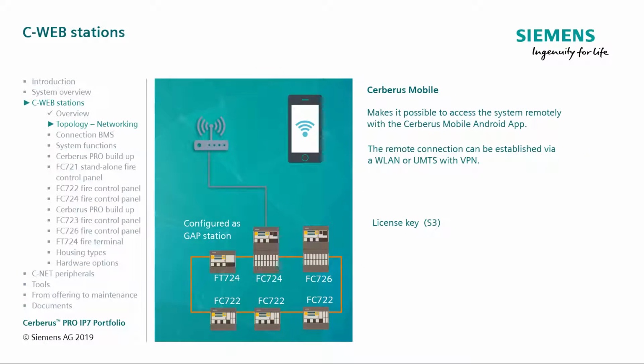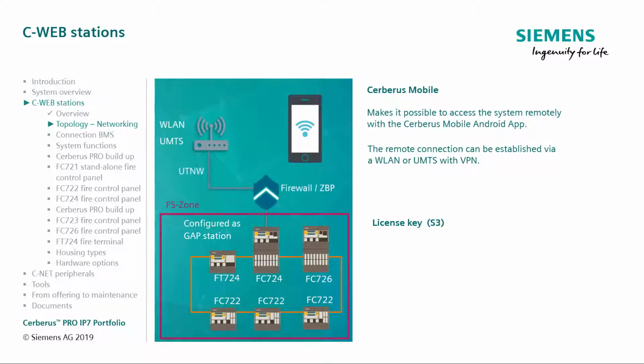Another way to communicate with a station is by using the Cerberus mobile app. It can be installed on Android devices and enables you to view or operate the system remotely. The connection can be established via a wireless local area network or via UMTS. If you're going to use Cerberus Mobile, you will need an S3 license key for the station that you want to access. Additionally, to access it securely, the smartphone must be registered in the station.